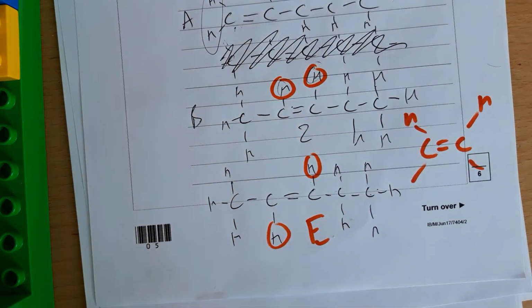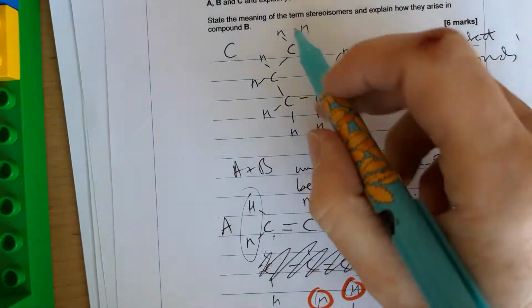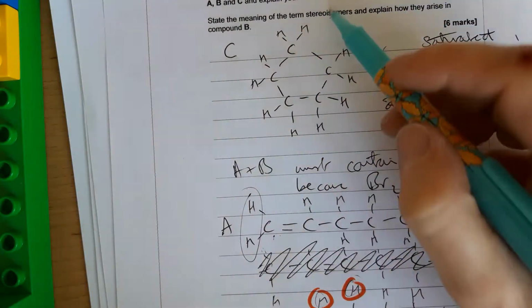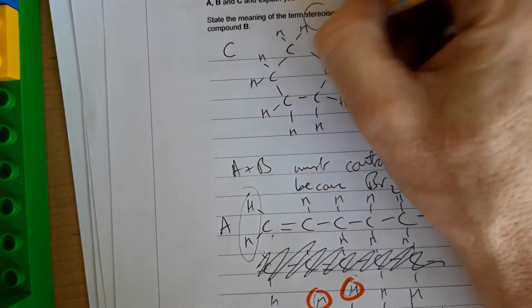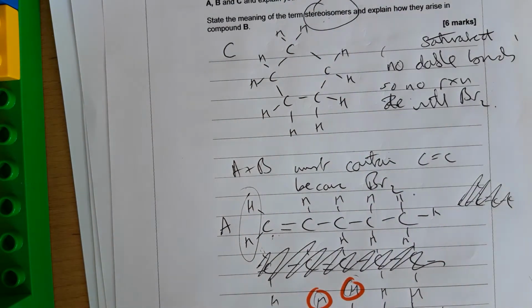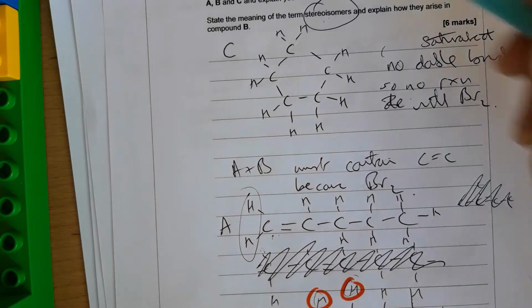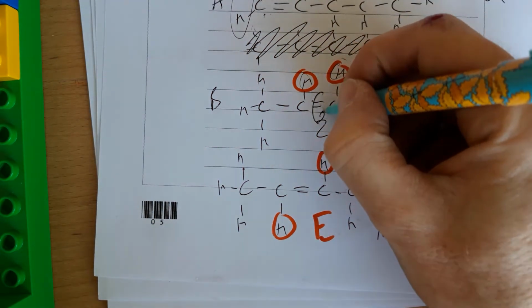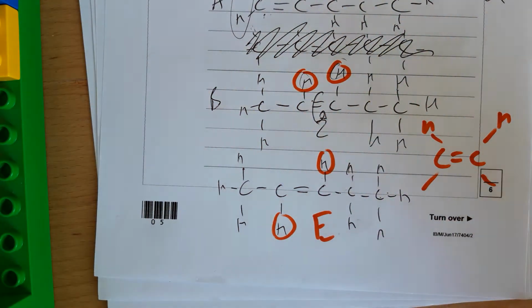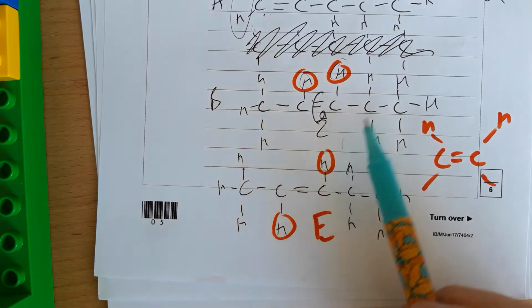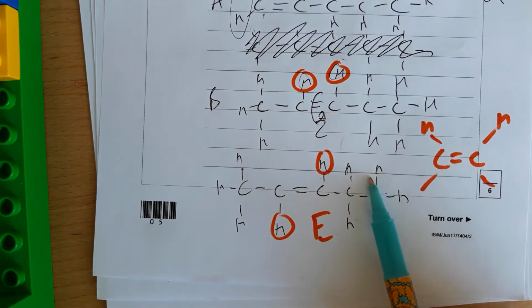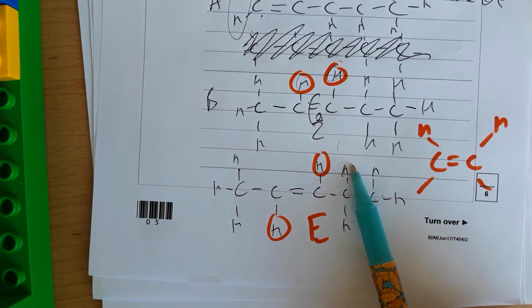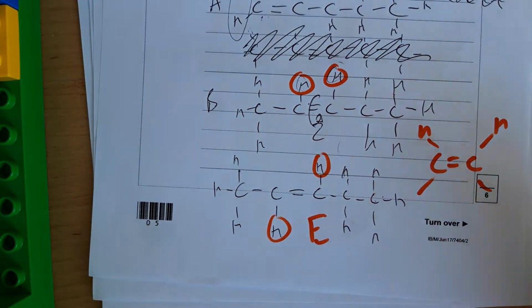Right, so what else have I got to do? State the meaning of the term stereoisomers. Stereoisomers, you'll have to do that for a mark. Stereoisomers have got the same structural formula, but a different arrangement of atoms in space. How do they arise in compound B? Because there's no free rotation around this carbon-carbon double bond, I'd write that. There's no free rotation around the carbon-carbon double bond. So these two molecules are different. Right, I think I'm done.